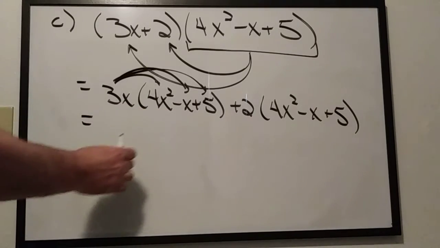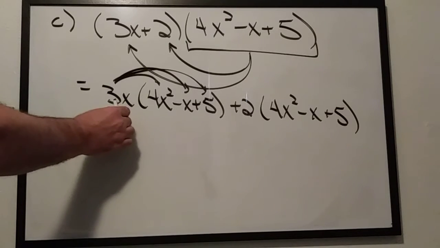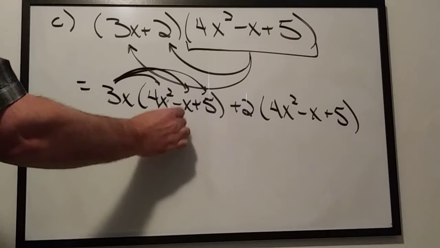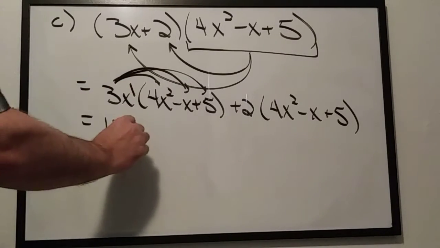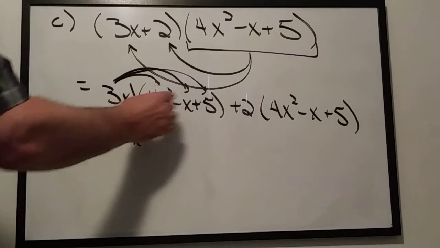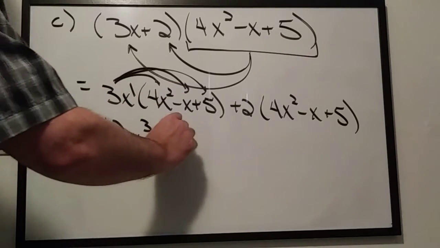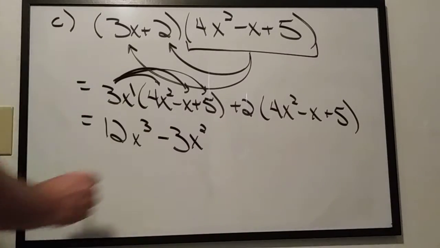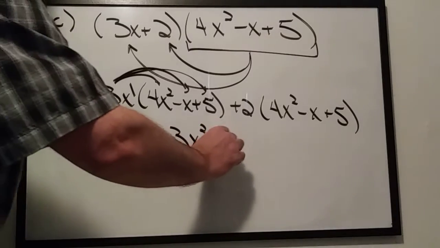3x times 4x squared. Now, that might be something that you need to break up. So if you need to, break it up. Think about 3 times 4, that's going to be 12. And then x times x squared, that's x to the first times x squared. Add those exponents, that's going to be x to the third. And then we can continue. 3x times negative x. Positive times a negative is going to be a negative. 3 times 1 is 3. And then x to the first times x to the first is going to be x squared. And then distribute the 3x through to the 5, that's going to be 15x.